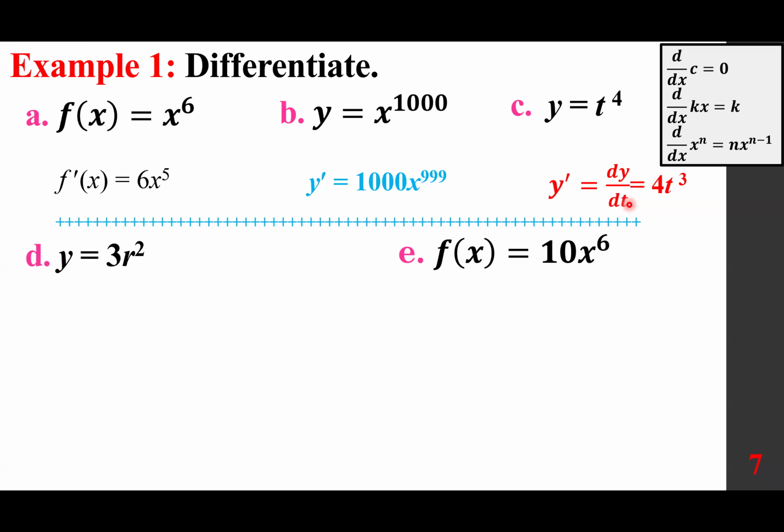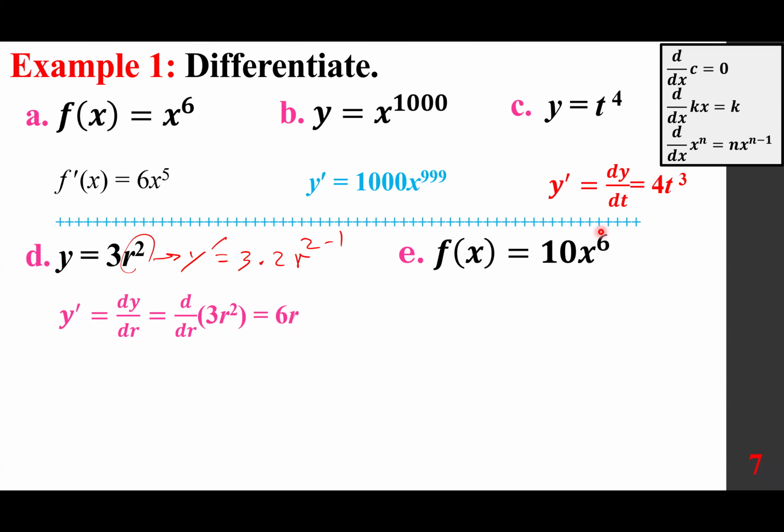What about these two functions? First and foremost, this one, everybody, if I want to differentiate, y prime becomes 3, and then 2r to the power of 2 minus 1, and we get 6r. So the answer is 6r. What I want to emphasize, in Leibniz's notation, you could write dy/dr, or you can write d/dr of 3r squared. And again, we are emphasizing the independent variable is r.